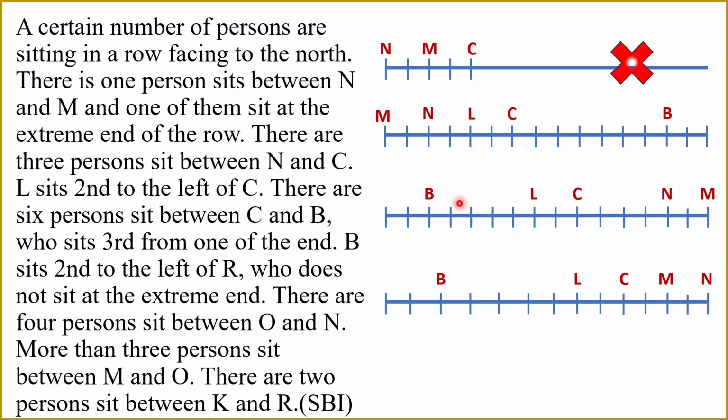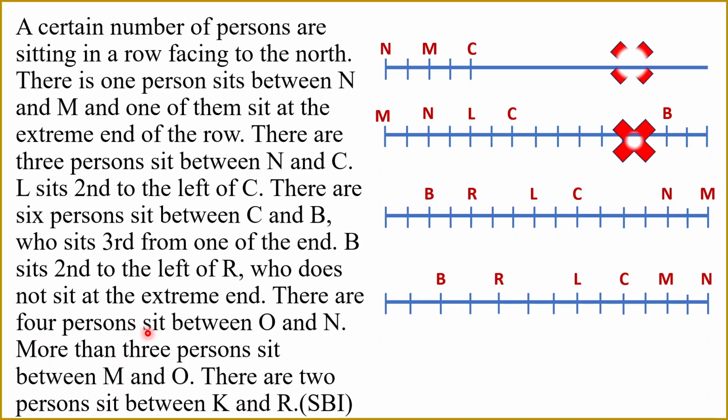Now in case number 3, we'll place R here at this position because B is second to the left of R. Okay, B is second to the left of R. And case number 4 also, we are going to place R here because B is second to the left of R. And as you can see here, in case number 3 and 4, R is not at any of the extreme end. Now let's see next.